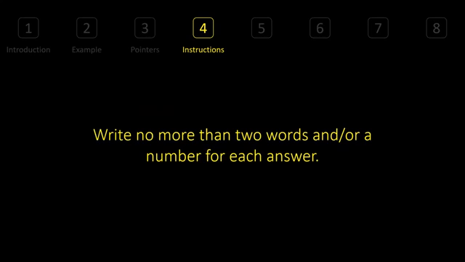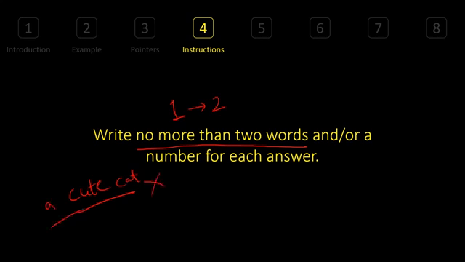Let me just zoom in to get an idea what it means by that. What does it mean? No more than 2 words means you cannot go beyond 2. You can write the answer as 1 word or 2 words. For an example, I say cute cat. Well, cats are my favorite. So this is correct. If I add a cute cat, it's incorrect. So watch out. When they have mentioned not more than 2 words, it has to be 2 words or 1 word.